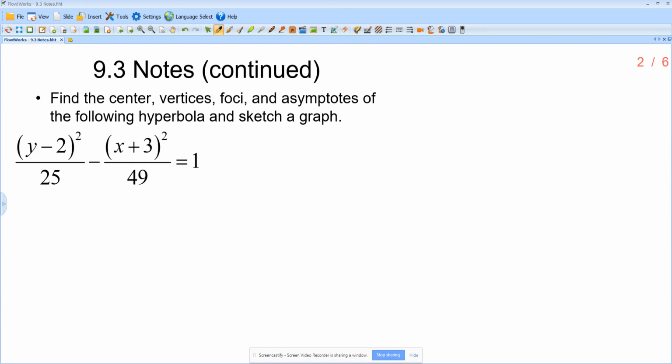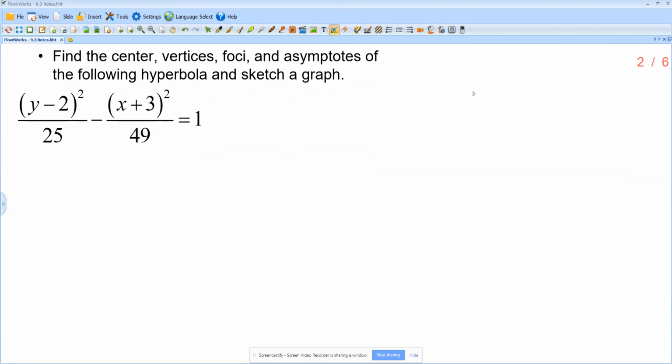Okay, the next problem. Find the center, vertices, focal points, and asymptotes of the following hyperbola, and again, sketch the graph. So same instructions here. First thing I'm going to do is just draw us a nice little graph. There we go. That's what we're using.